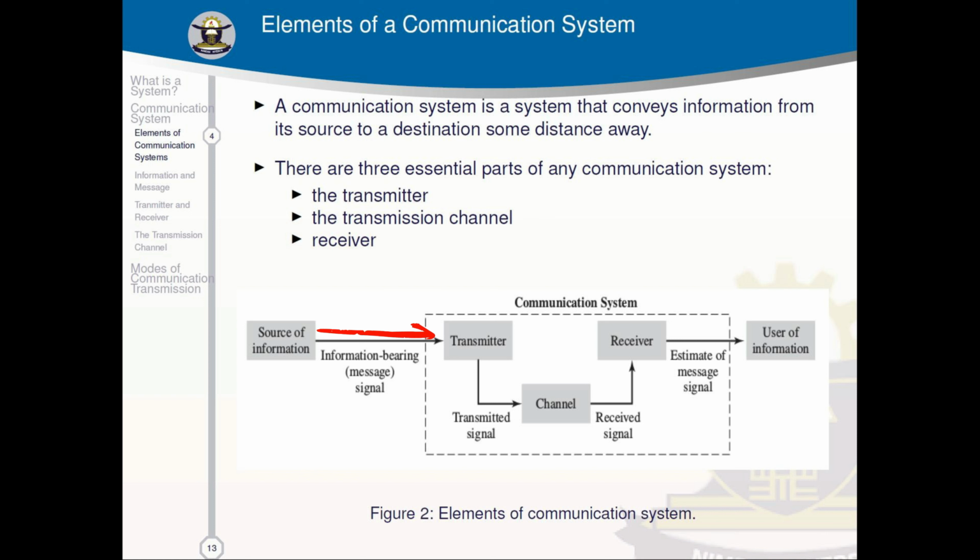So the transmitter is the one that picks the input, the source of the information. The transmitter outputs the signal through a channel. The channel can either be the air or a cable, like a coaxial cable or an optical fiber cable. And then it gets to a receiver. The receiver picks up the signal. The signal is then converted back to information that can be utilized by the user.